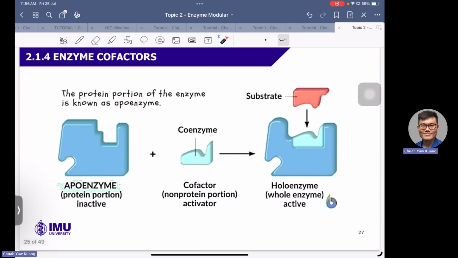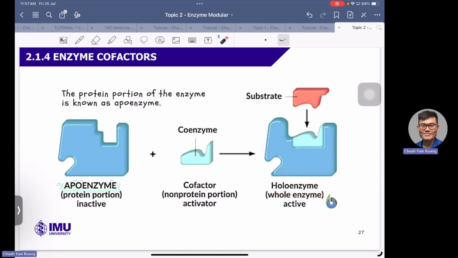So this cofactor, as you can see here, the enzyme needs to bind to the cofactor, and only then do they become fully active and ready to catalyze the reaction. The enzyme that is not bound to anything and is not active, we call it apoenzyme. After it binds to a cofactor, it becomes fully active, the so-called holoenzyme. So that's the name for the enzyme, fully active or not active.